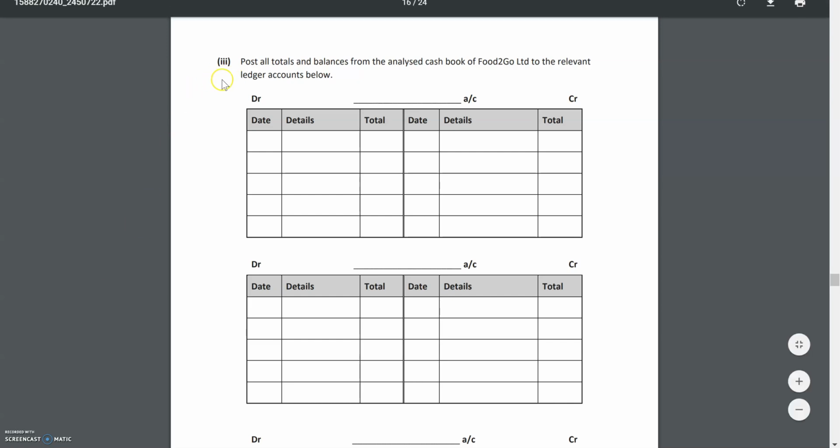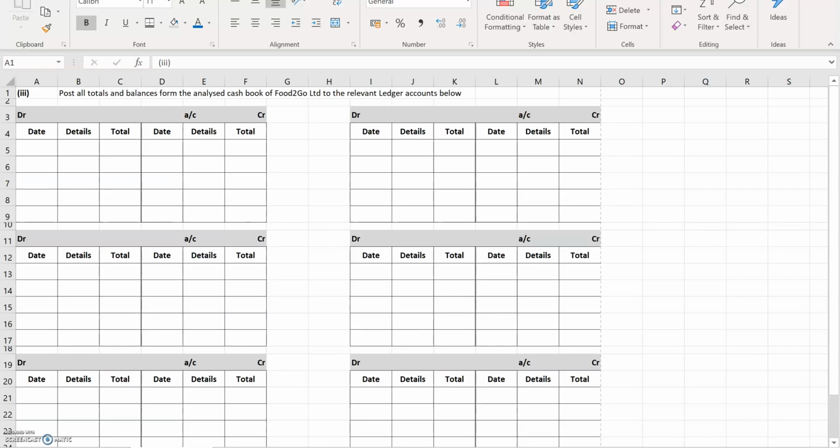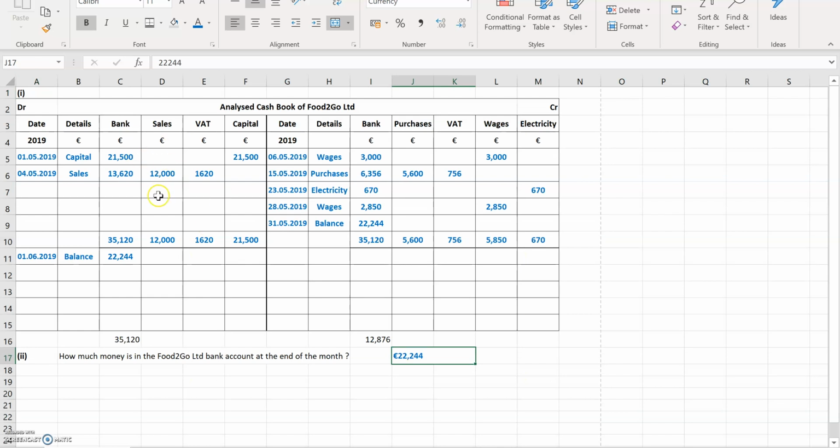Okay, so let's have a look at the third part of this question. It says post all totals and balances from the analyzed cash book of Food To Go Limited to the relevant ledger below. So we're looking for all the totals and all the balances. If you look back here at your ledger, you'll have all your totals: your totals for sales, VAT, capital, purchases, VAT, wages, and electricity. Each one of these totals and the balance figure is going to be transferred to the ledgers.